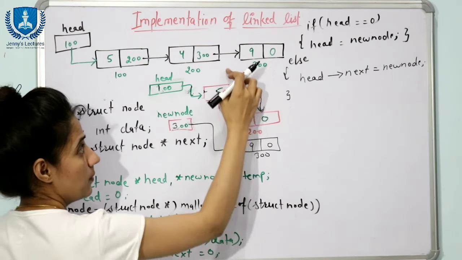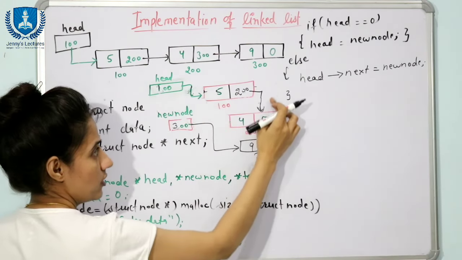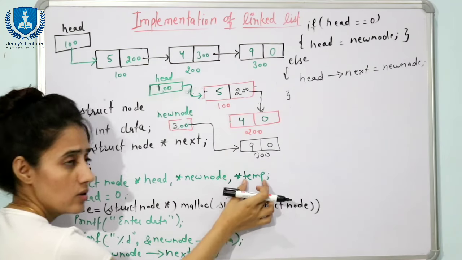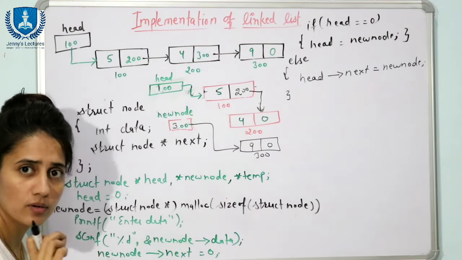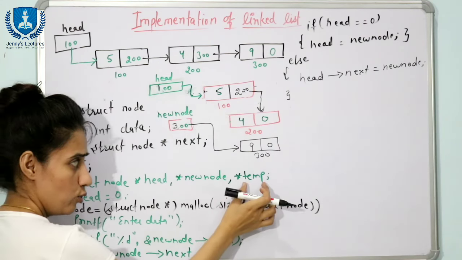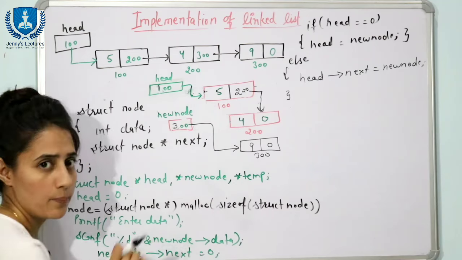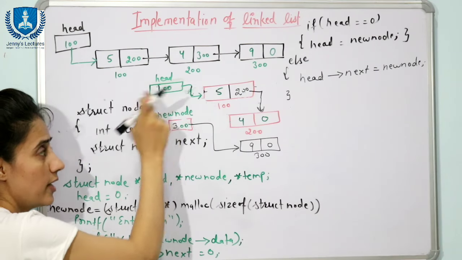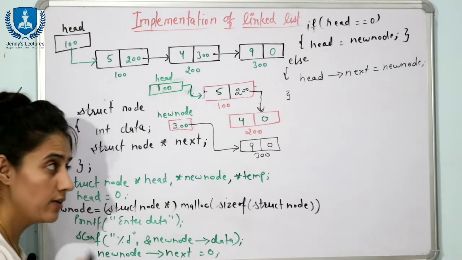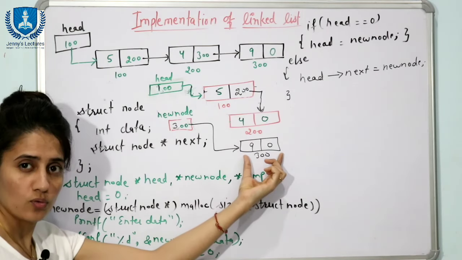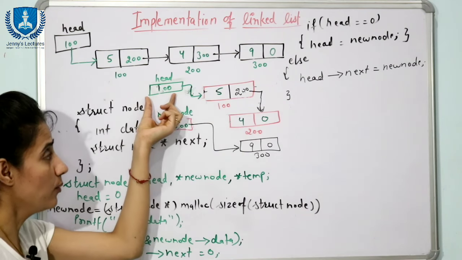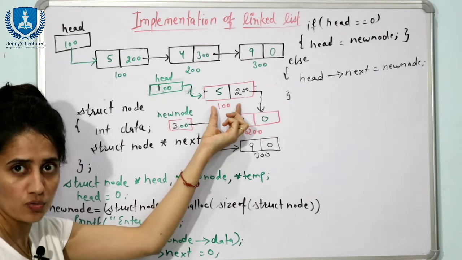Suppose at first temp is going to point here. Next it is going to point here. Next it is going to point here. So you can change the value of this temp pointer. When you are going to traverse the list, we are going to traverse using this temp only, because we cannot change the head value. See, this new node pointer is what? It is just going to contain the address or the pointer to the newly created node. And the head pointer is going to contain the address of the first node.